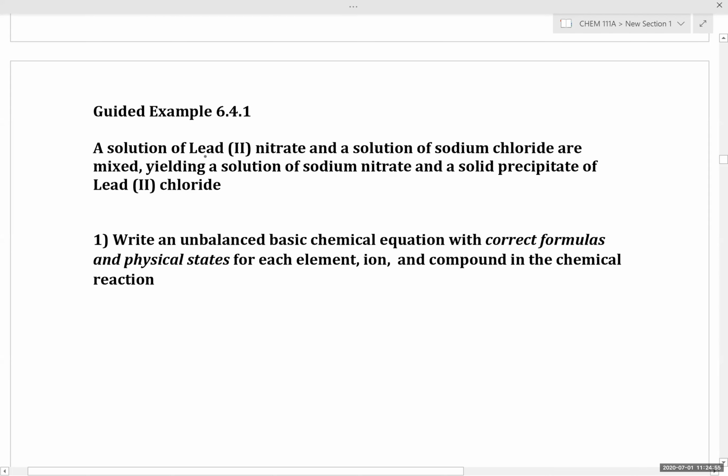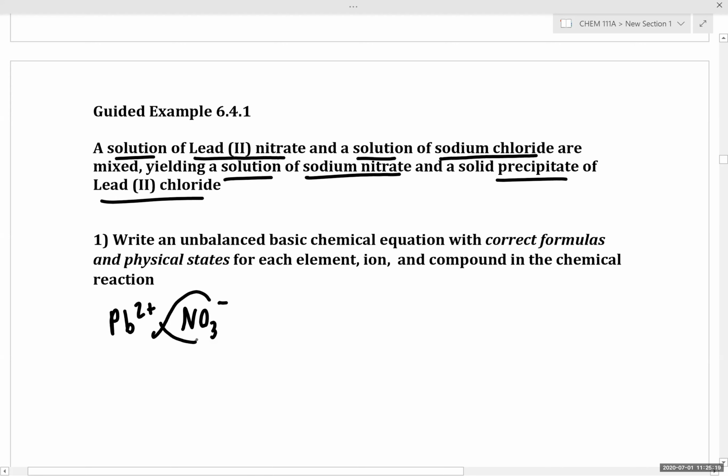So we have a solution of lead 2 nitrate and a solution of sodium chloride are mixed, yielding a solution of sodium nitrate and a solid precipitate of lead chloride. Okay, so lead 2 nitrate. So I have lead 2 plus and nitrate is NO3 minus. I cross my charges and that gives me Pb(NO3)2. It's a solution, so I put the aqueous symbol.